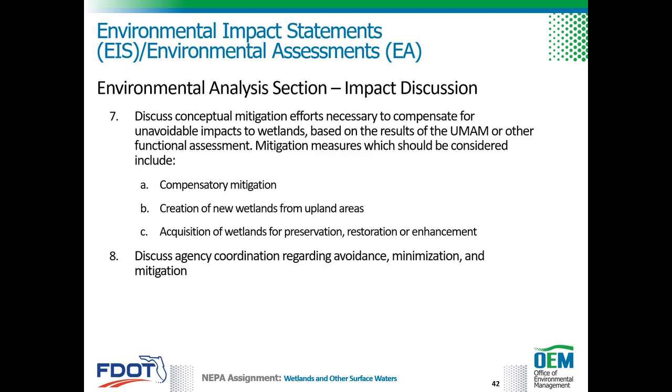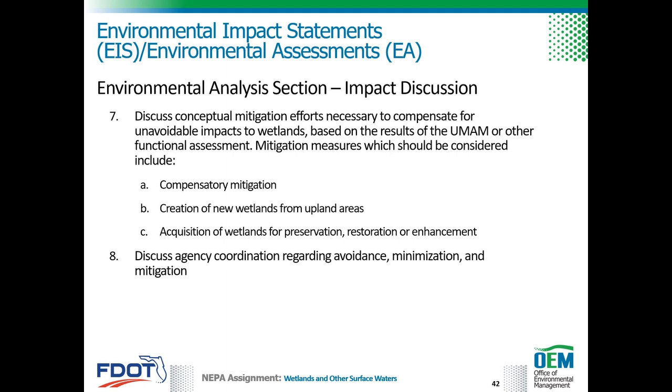EAs and EISs should include a discussion of the conceptual mitigation efforts necessary to compensate for unavoidable impacts to wetlands. Based on the results of the UMAM or other functional assessment, mitigation measures which should be considered include compensatory mitigation pursuant to Section 373.4137, Florida Statutes, and as appropriate 33 CFR Section 332, creation of new wetlands from upland areas, and acquisition of wetlands for preservation, restoration, or enhancement.